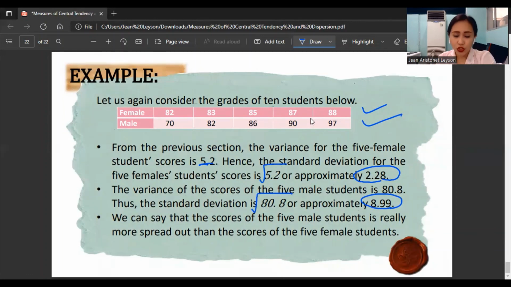We can say as a conclusion that the scores of the 5 male students are really more spread out than the scores of the 5 female students, since the standard deviation for the female is 2.28 and for the male students is 8.99. So the larger the variance, the larger the standard deviation. That means the scores or data are farther from each other, more dispersed, or more varied. The lesser the variance and the standard deviation, the closer the data are to each other.